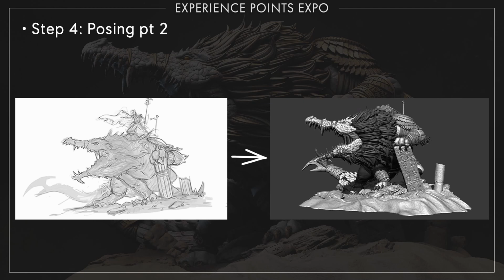So on the left, you can see the initial 2D concept that was given to me, and on the right, the final look of the 3D posed Ammut. Some elements were changed, like for example the pillar that the Ammut is standing next to. It was too Greek, basically, and the Ammut was an Egyptian goddess. So we changed it into an obelisk instead.